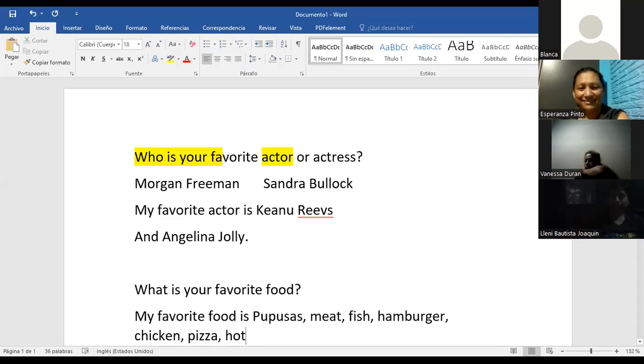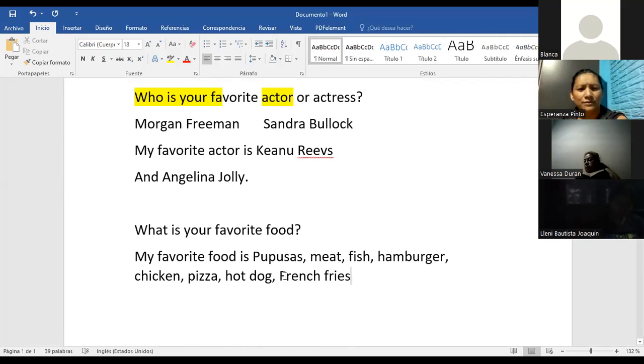My favorite food is French fries. No la puedo pronunciar bien, teacher. Oh, it's okay, French fries, good. Papas fritas, French fries. ¿Qué es eso? French, las papas fritas. Ah, papas fritas. Que venden en el McDonald's, with the hamburgers. French fries.